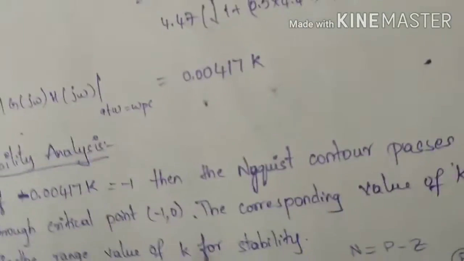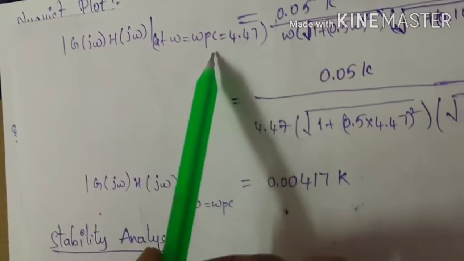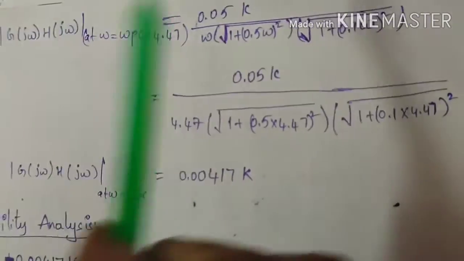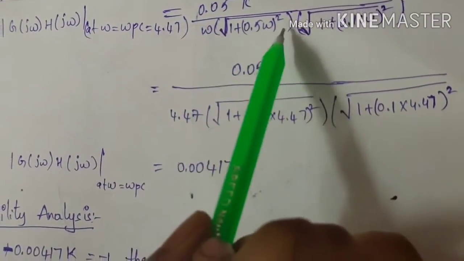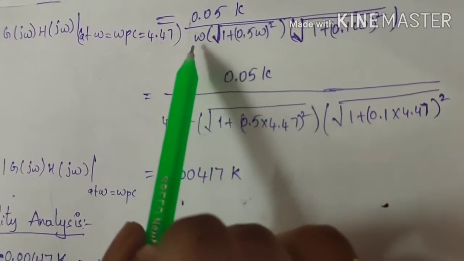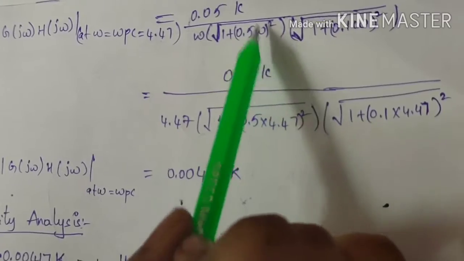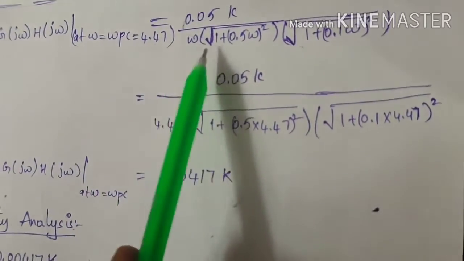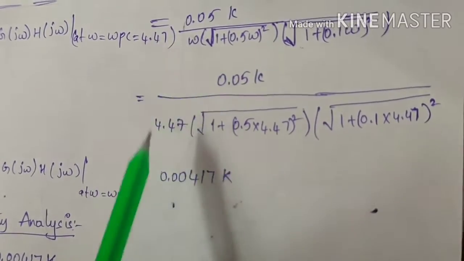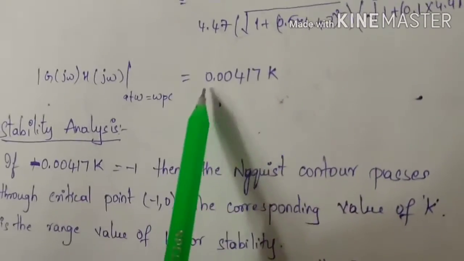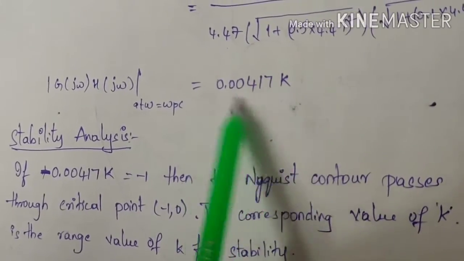And how to find the magnitude using omega PC? We know the magnitude of G of j omega into H of j omega. Wherever you have A plus jB, take root over A square plus B square. So it is 0.05 K by omega into root over 1 plus 0.5 omega whole square into root over 1 plus 0.1 omega whole square. Just substitute the omega PC value, that is 4.47, in place of omega. After substituting, just using a calculator, find the value. Finally, you will get 0.00417 K.